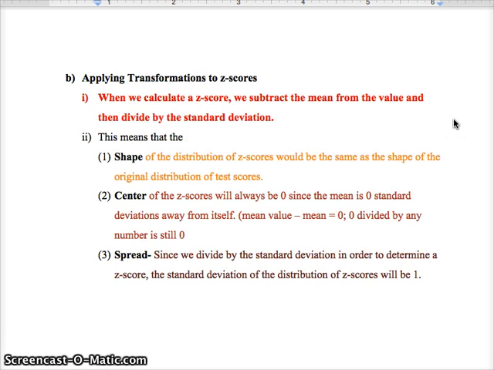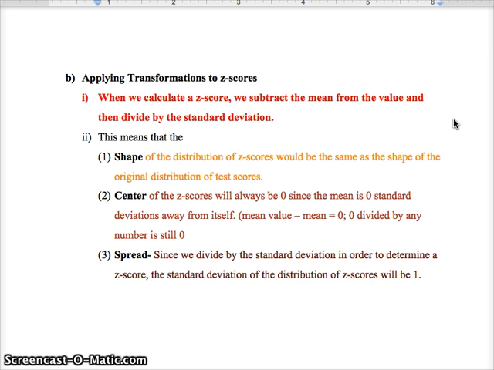So when we look at z-scores, we're really doing 2 transformations to our data set. One, we're subtracting the mean. So if we turn a whole distribution into z-scores, we subtract the mean from every value. And then we divide by the standard deviation. So subtracting changes the measures of center. My new mean will be 0 because I'm subtracting the mean from everything. So z-scores will always center around 0 for that reason, because the mean is 0 standard deviations away from itself.